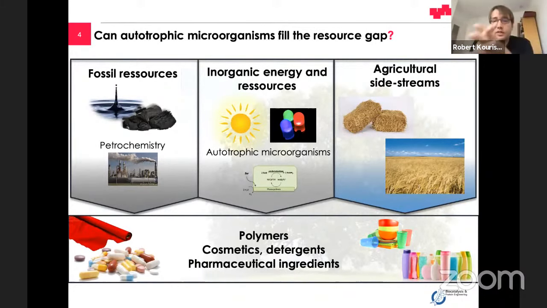And in the center, we see new production systems. This could be autotrophic microorganisms, cyanobacteria, carbon monoxide using organisms, hydrogen utilizing organisms. So there's an exciting diversity of metabolism.